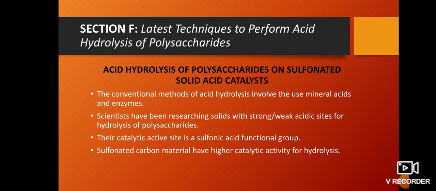The conventional methods of acid hydrolysis involve the use of mineral acids and enzymes. Their cons are difficulties of product separation, reactor corrosion, and further degradation of monosaccharide. Enzymes are costly, substrate specific, and show slow reactions, so solids with strong, weak acidic sites are being researched and sulfonated carbon catalysts are drawn to attention. Their catalytic active site is a sulfonic acid functional group. Sulfonated carbon materials have higher catalytic activity for hydrolysis per catalyst weight.